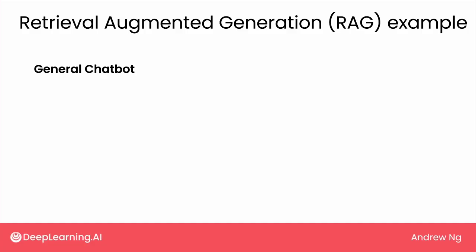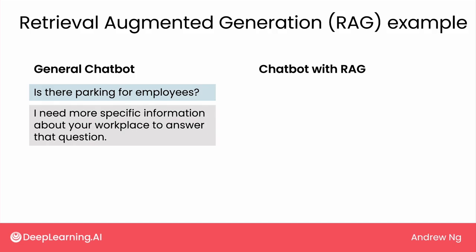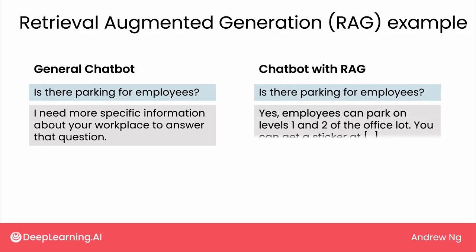If you were to ask a general purpose chat system, such as one of the ones on the internet, a question like, is there parking for employees? It might answer something like, I need more specific information about your workplace, because it doesn't know what is the parking policy for your company. But RAG, or retrieval augmented generation, we'll see, is a technique that can give the LLM additional information so that if you ask it if there's parking, it can refer to policies specific to your company.